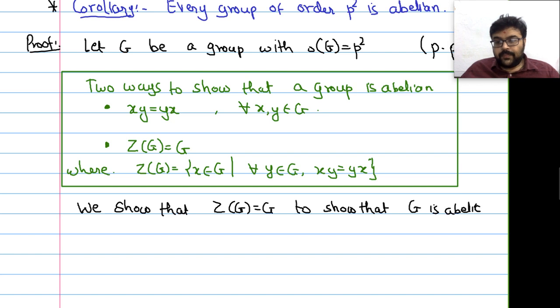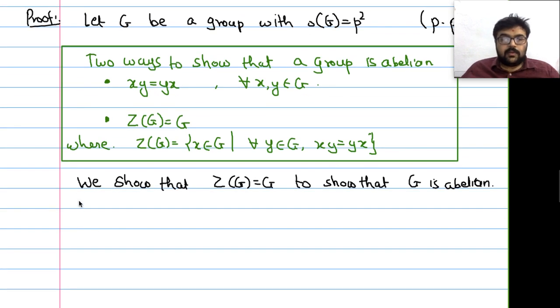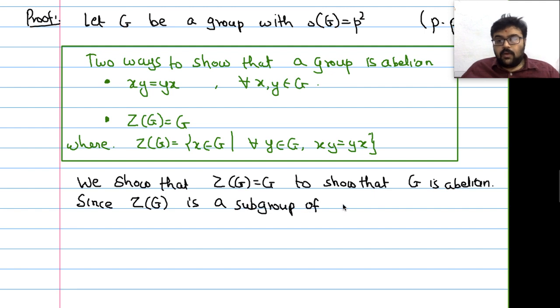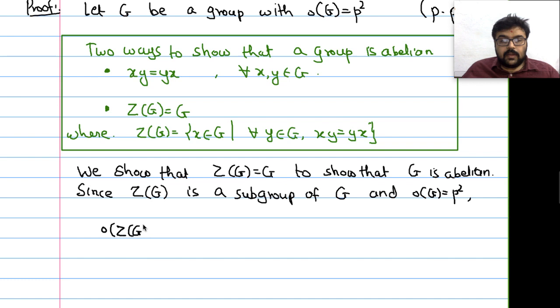Using this, since Z(G), the center, is a subgroup of G, and the order of G equals p square, what is the order of Z(G)? What are the possibilities? It is a subgroup, so by Lagrange's theorem the order of a subgroup divides the order of the group. So it is either 1, p, or p square.